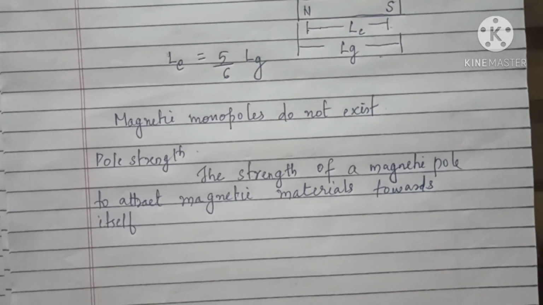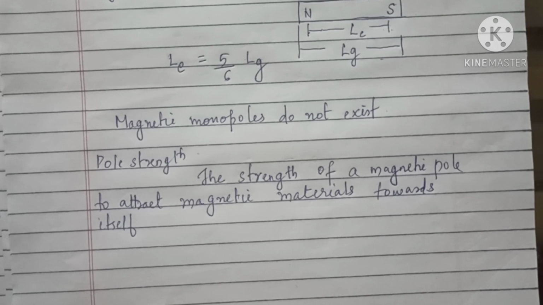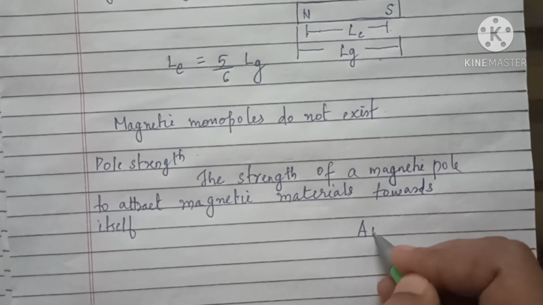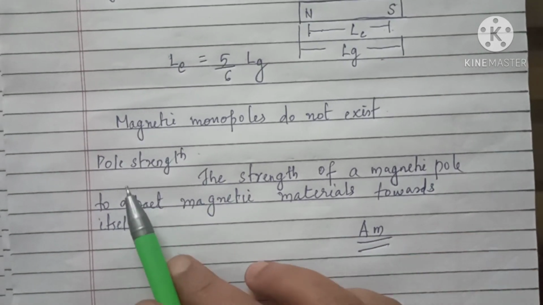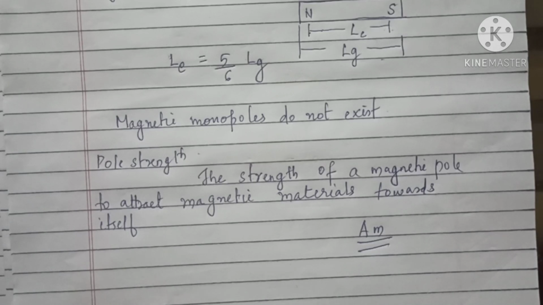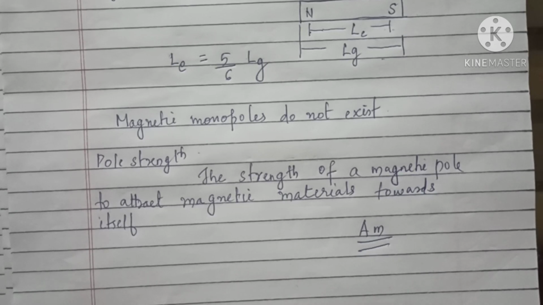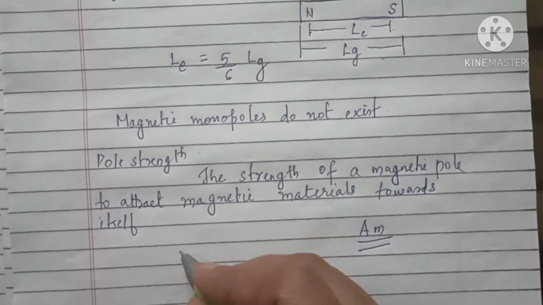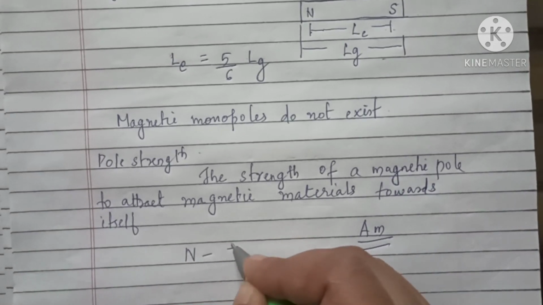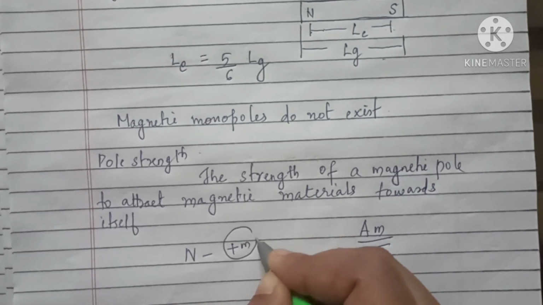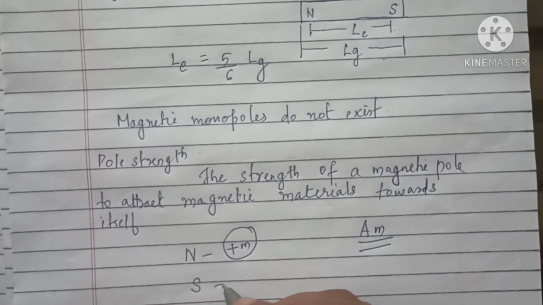Okay, so it's a scalar quantity and its unit is ampere meter. So the unit of pole strength is ampere meter. Here the strength of the north pole as well as the south pole is conventionally represented as, for the north pole, plus m. Okay, this is the pole strength, and for the south pole it is minus m.